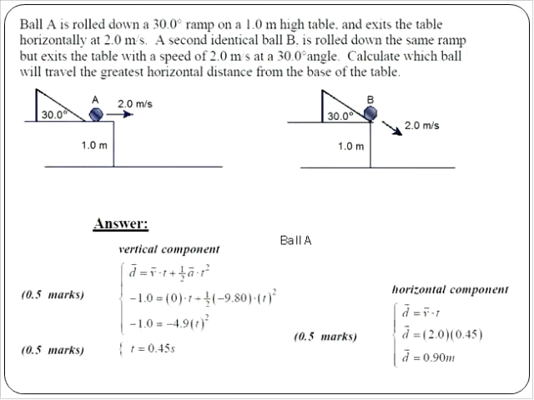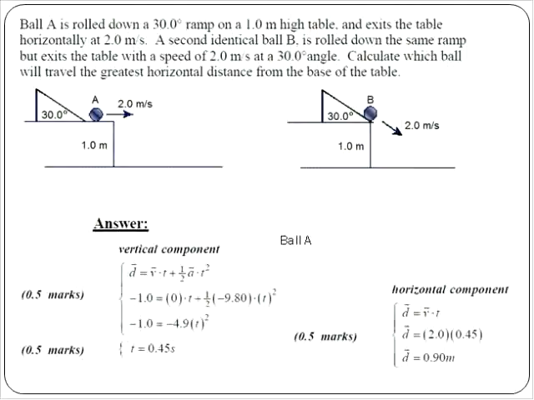If you were to think about this and use a little bit of reasoning, maybe a little bit of common sense, you would probably figure out that since ball B is thrown downwards, it's going to hit the ground faster, and therefore it's not going to go as far, right? But you do have to show this. It does say calculate which ball, so you do have to show calculations. So let's do the same thing now for ball B.